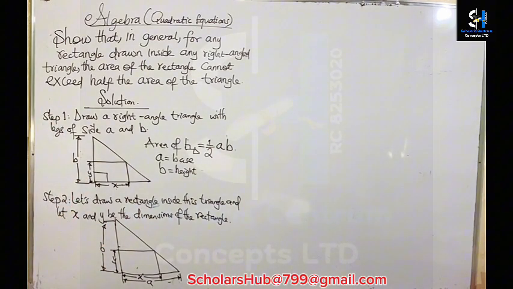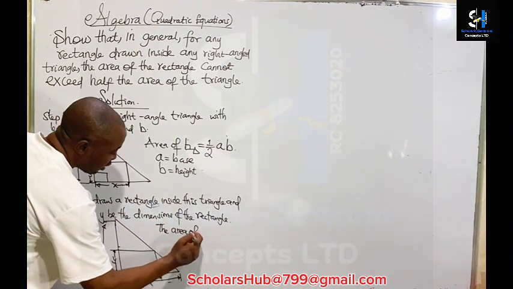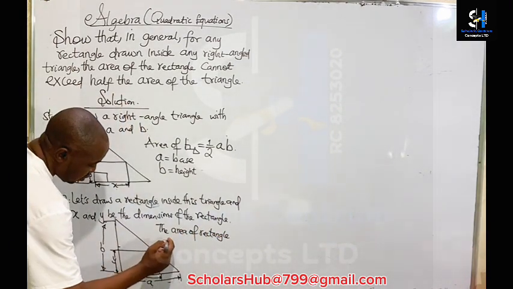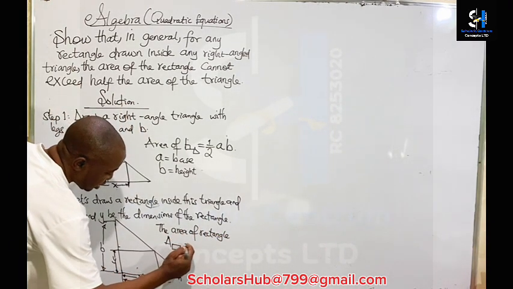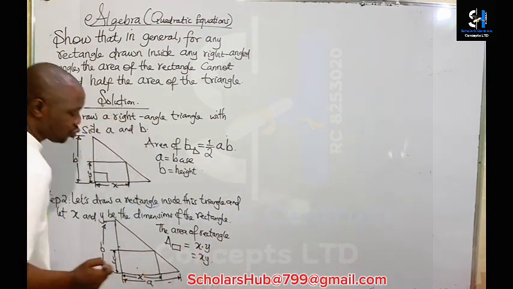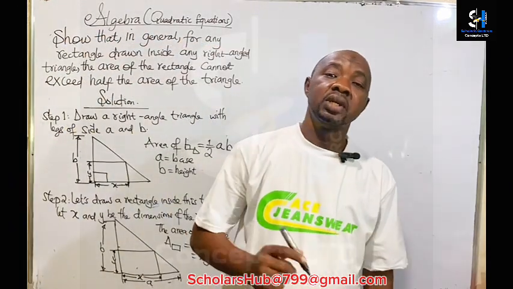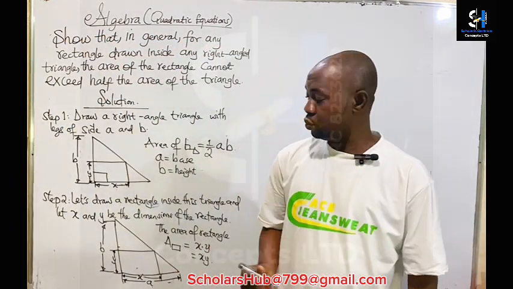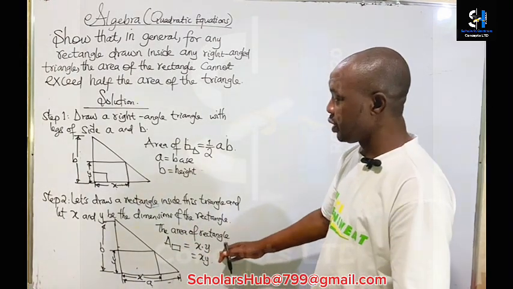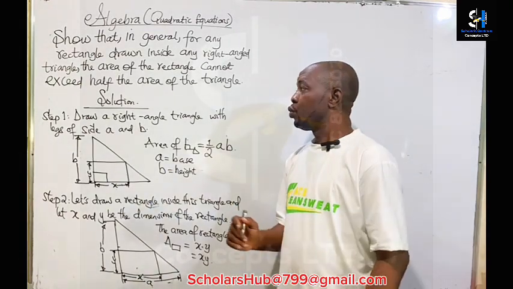So just like what we have here, the area of the rectangle will be length times width, and that is xy. Remember, I said we're going to make x and y represent the dimensions of the rectangle. So this is the area of the rectangle, and we also have the area of the triangle. So the next step will now be to what?